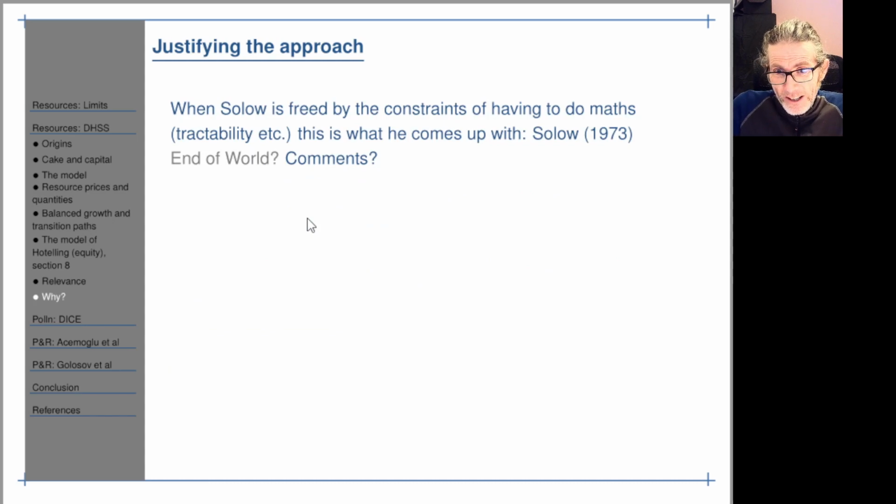Another interesting take: in a paper from just one year earlier, Solow wrote, discussing things without the need for math, and he never talked about capital accumulation at all. He talks about technological change, efficiency increase, changes in consumption patterns, all sorts of different ways that we can adapt to some particular resource running out over time, none of which are incorporated in the DHSS model. Okay.